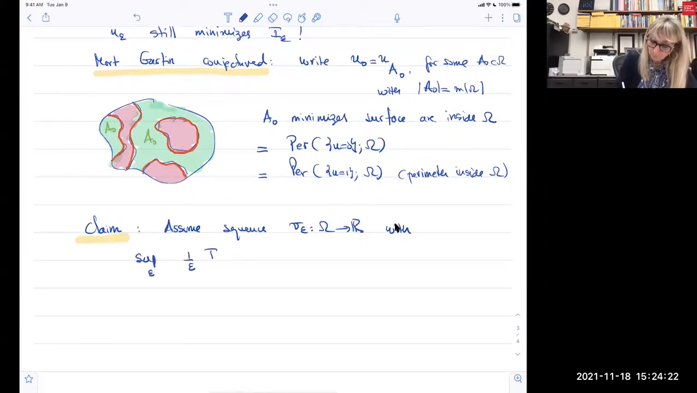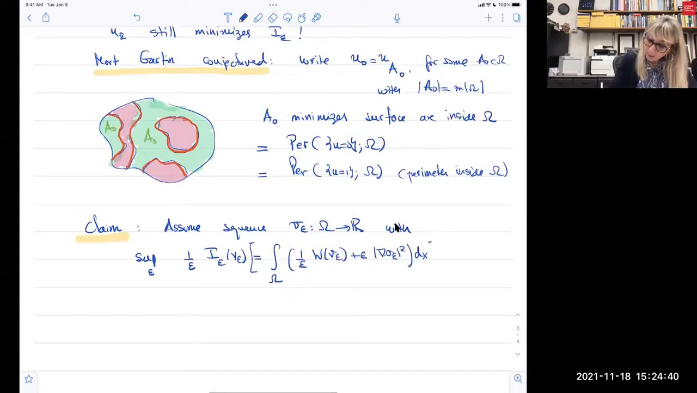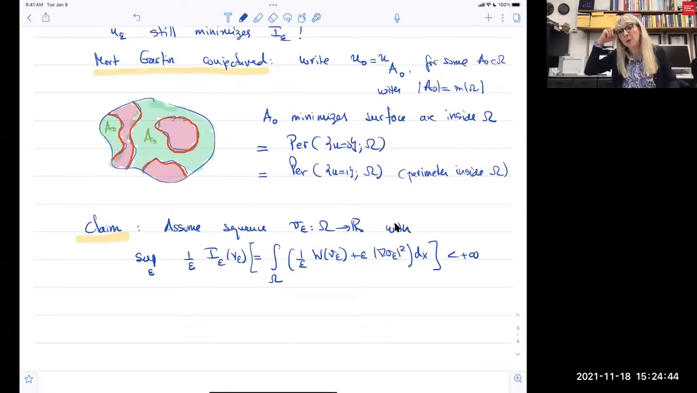And I'm going to write again what this is. It's just the integral of 1 over epsilon, W of v epsilon plus epsilon times grad v epsilon squared, dx. So assume that this sequence is uniformly bounded in energy. Assume that I give you one such sequence.